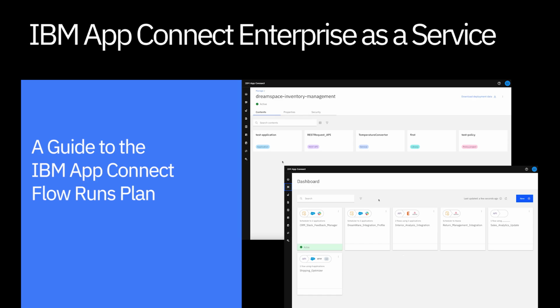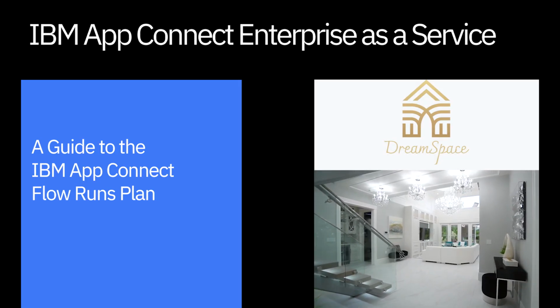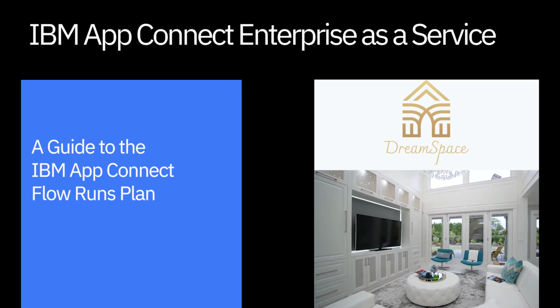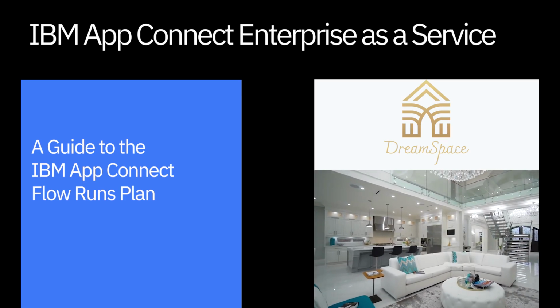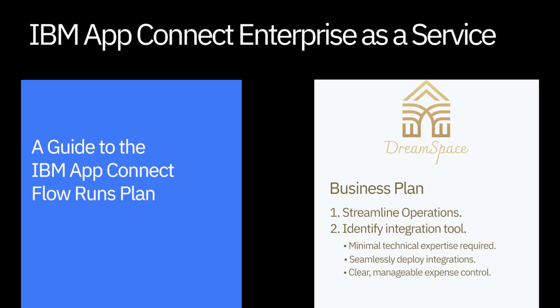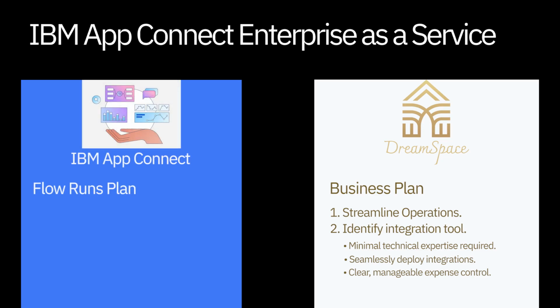Let's explore how the Flow Runs plan operates within IBM App Connect Enterprise as a service. Meet DreamSpace Solutions, a fictional retailer specializing in crafting dream living spaces with exquisite home decor, furniture, and accessories. In their quest for an integration tool to streamline operations, DreamSpace finds the Flow Runs plan offered by IBM App Connect intriguing. This plan allows DreamSpace Solutions to seamlessly deploy essential integrations without requiring extensive technical expertise.